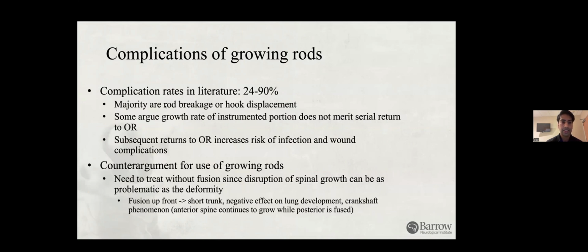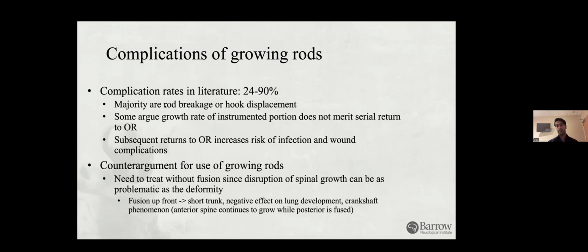So complications are going to be quite high. The main complications are going to be rod breakage or hook displacement, and that's because you could be spanning 11 levels of the vertebra, but only the top two and the bottom two are fused. That means that there's a lot of strain on these rods. The fact that we have to keep going back to the OR multiple times means that there will be an increased risk of infection and wound breakdown.